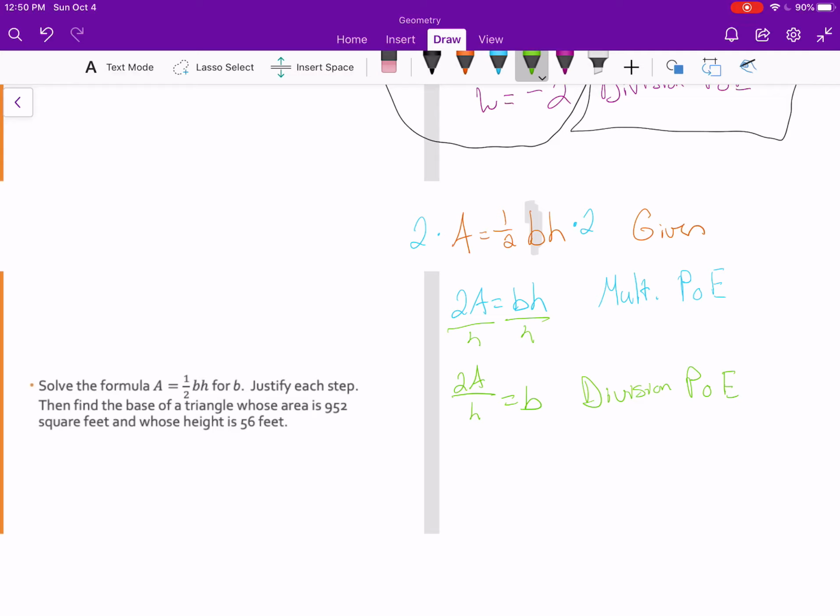Now we want to find the base of a triangle whose area is 952 square feet and whose height is 56 feet. So now all we have to do to find B is plug in our numbers. So 2 times our area, 952, divided by our height, which is 56. Go ahead and use a calculator. So 2 times 952 is 1,904 over 56. So divide by 56 to get 34. And it's the base of a triangle, and I see feet, so it's going to be 34 feet.